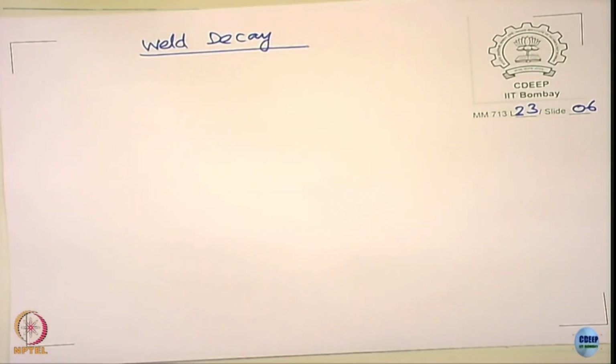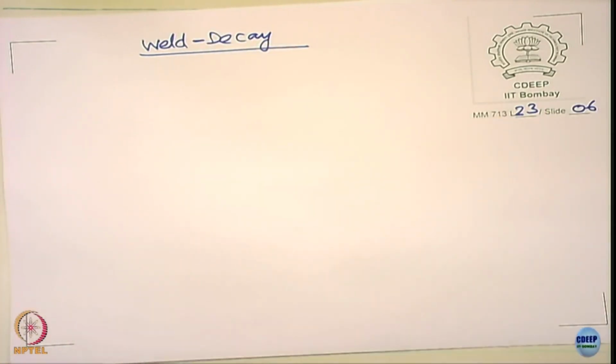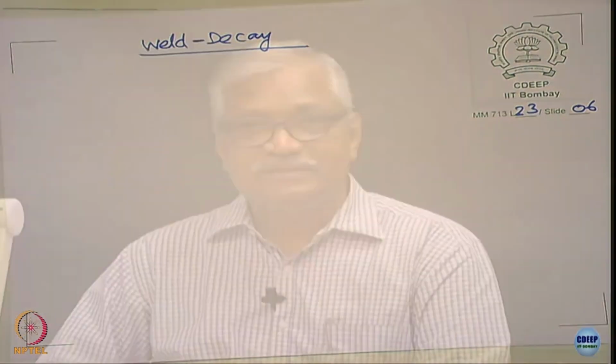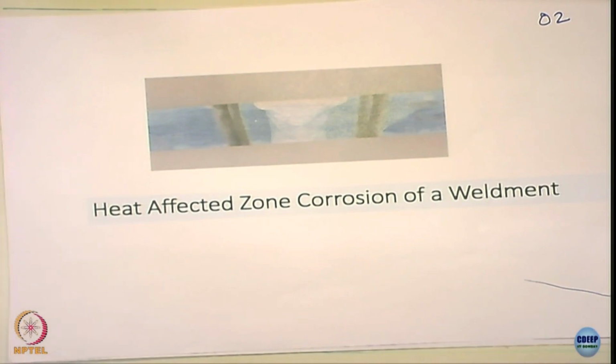weld decay. Okay. This is the real problem in industry. Okay. What you have seen is signs of that. It's a real problem in the industry. I am going to show you one diagram. Okay. Not a diagram, it's a photo of the weldment. Okay. Get back to this here.